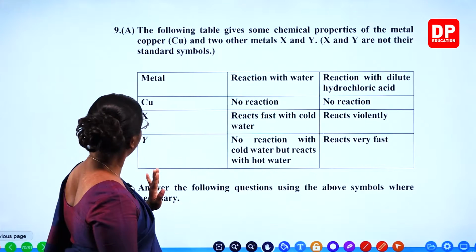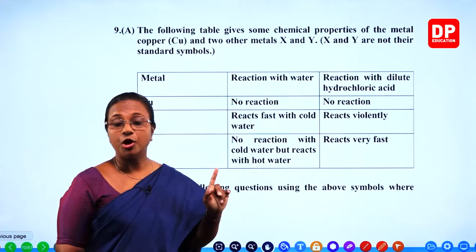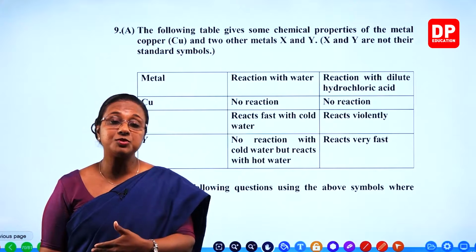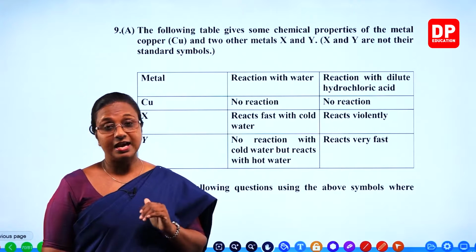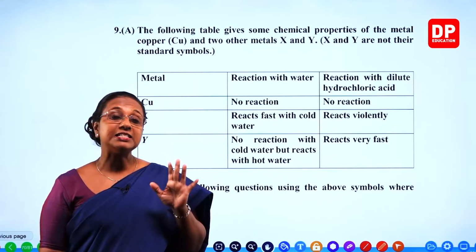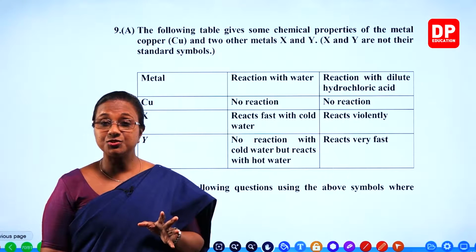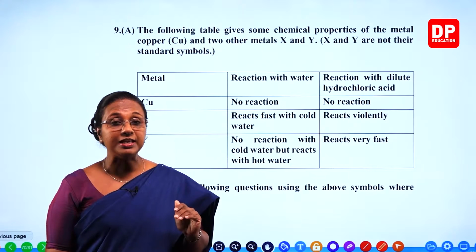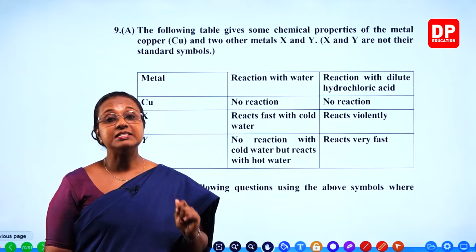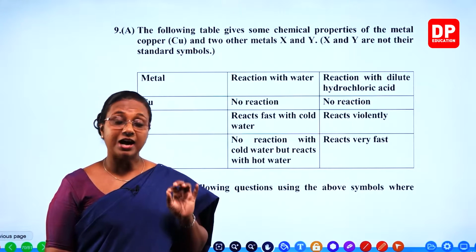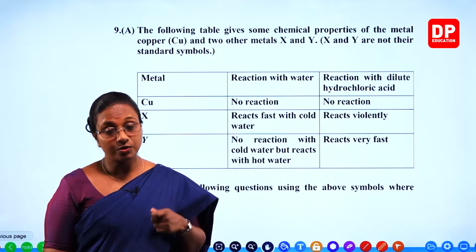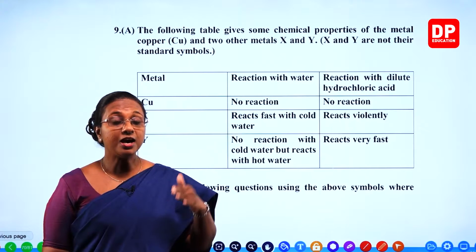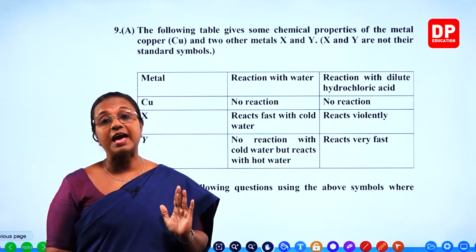Here, the reaction with water. Copper, there is no reaction. You all know copper is a less reactive metal. In the activity series, it comes towards the bottom of the reactivity series. You all are familiar with the order of the metals in the activity series, students. Potassium, sodium, calcium, magnesium. Then we have aluminium, zinc, iron, tin, lead. Then we have hydrogen. After that it is copper, mercury, silver, platinum and gold. So there copper is towards the bottom of the activity series.